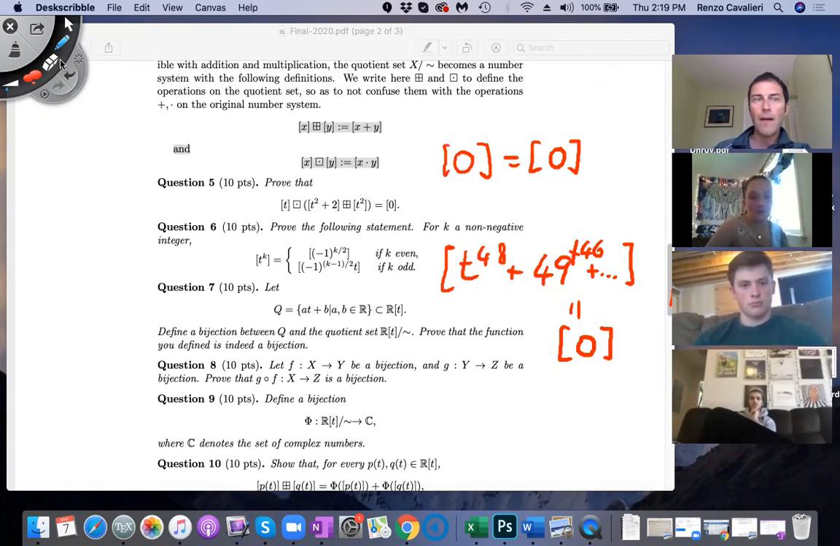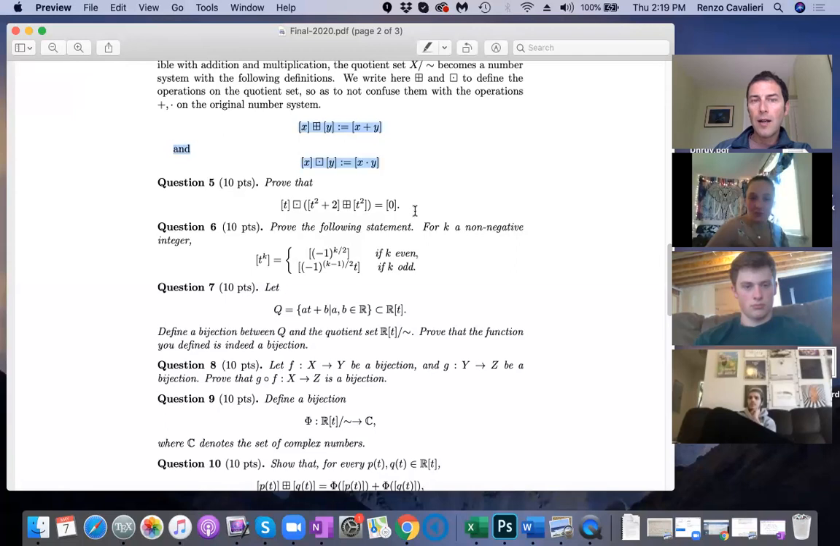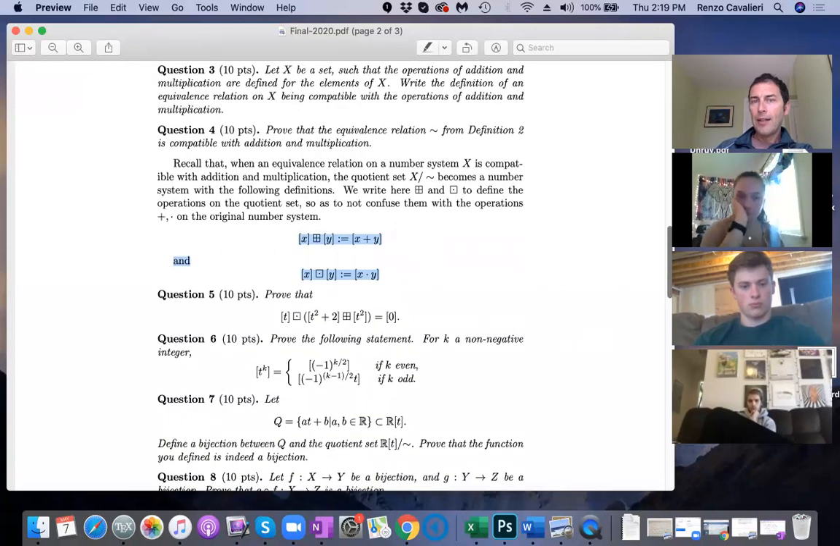So on number 5, we would have to prove those two statements above, the addition and multiplication, before we could work with them? No, I'm not asking you to prove that. We did that in class and you can use it.